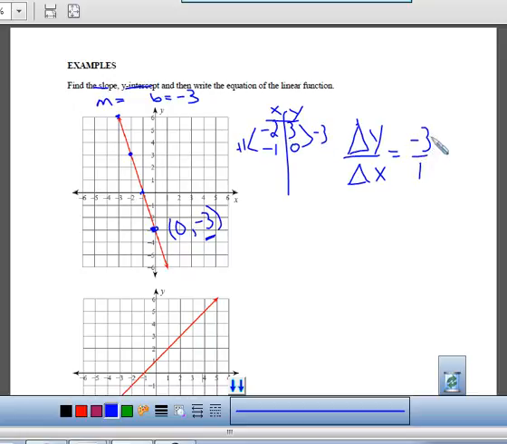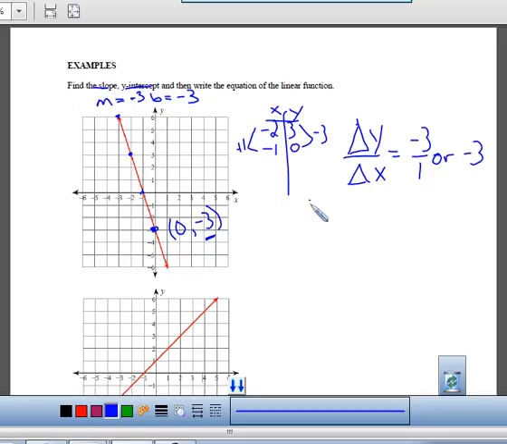Now you'll notice we have a negative over a positive. So yes, that means that our slope is a negative slope, which I hope some of you recognized right away, because going from left to right, it looks like the line is leaning or heading down. So it's going to have a negative slope. So we have our m, we have our b. They actually both happen to be negative 3.